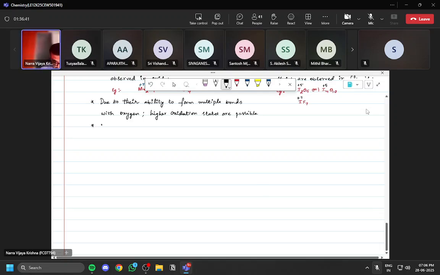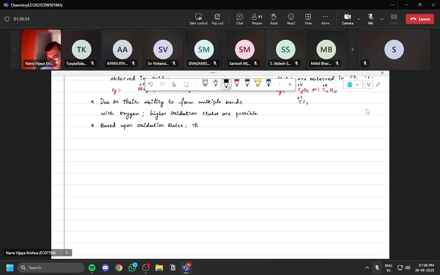Based upon oxidation states, they exhibit acidic, basic, and amphoteric nature.